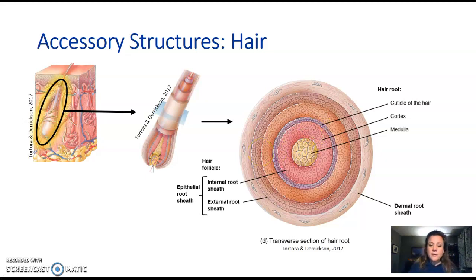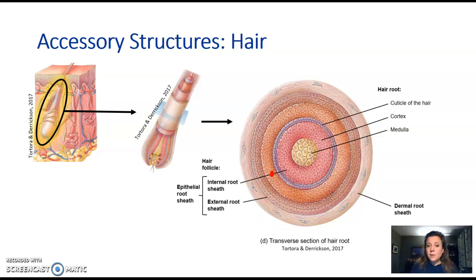And then you have the entire hair root that is surrounded by a root sheath, and there are multiple layers to that. Now, the internal root sheath should not be pointing to this pink layer. Instead, the root sheath should be pointing right here to the orange portion, while the external root sheath is the tan. And then you have the dermal root sheath, which surrounds the whole thing.